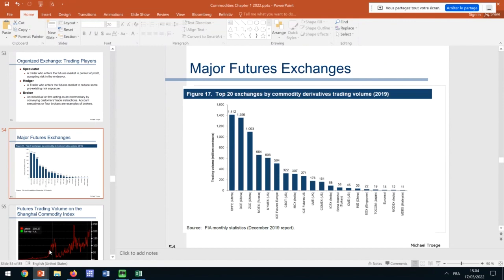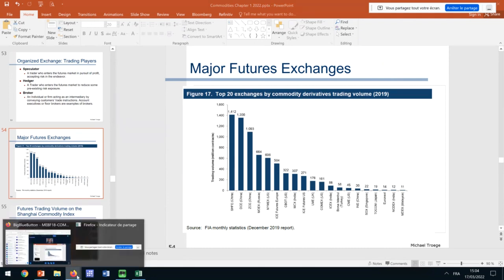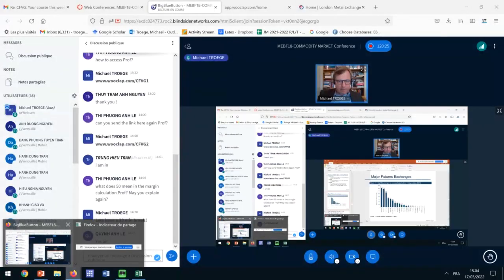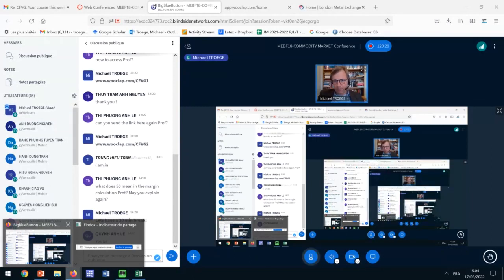So which are the most important changes in the world? But if you look, actually, it's quite surprising. It fits to what we've just said before about the Asian markets becoming quite important.